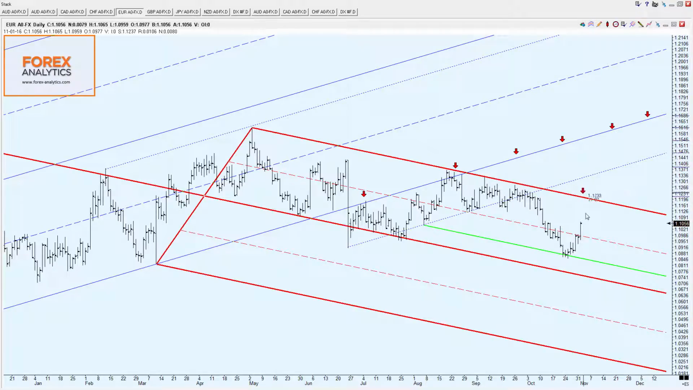But obviously before that, keep an eye on that. It would be a significant move, shall we say, if we managed to take out this red line here immediately in one go. Quite a significant move.